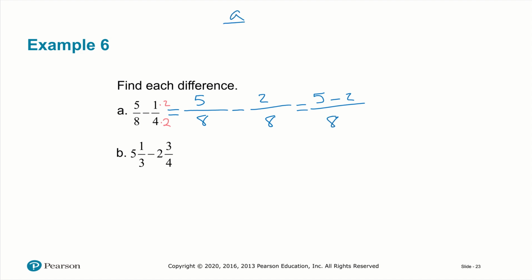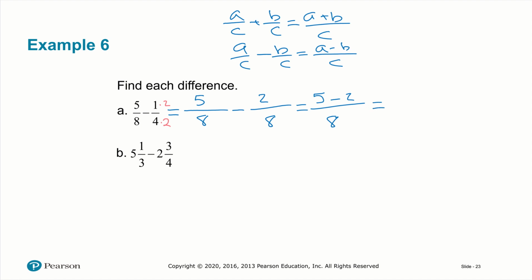So just as we have a over c plus b over c equals a plus b over c, we have a over c minus b over c equals a minus b over c. Same method. Okay, so we end up with 3/8.